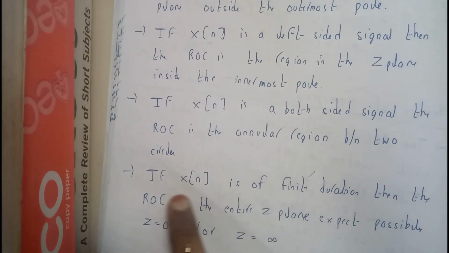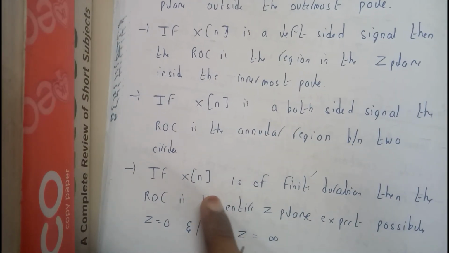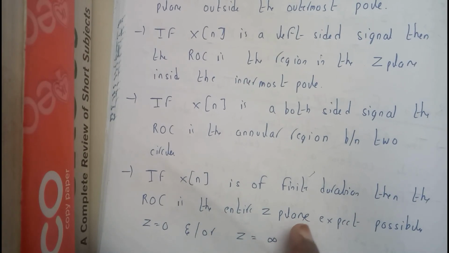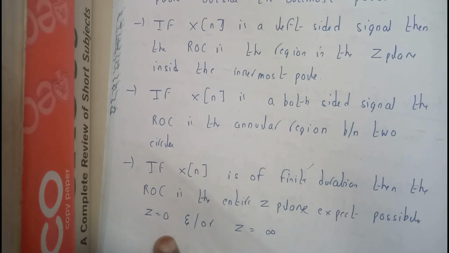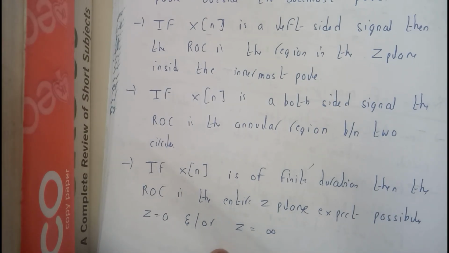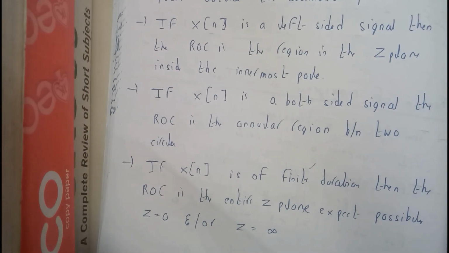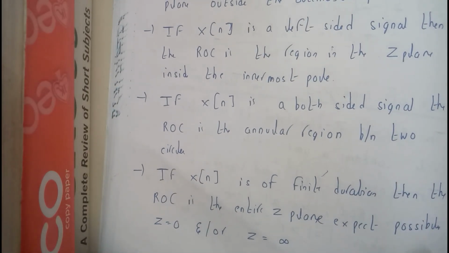Moving on to the last property, if x of n is of a finite duration, then the ROC is the entire Z plane except the possibility that Z equals 0 or Z equals infinity. Okay guys, now I hope everyone is 100% clear with properties of ROC of Z transform.